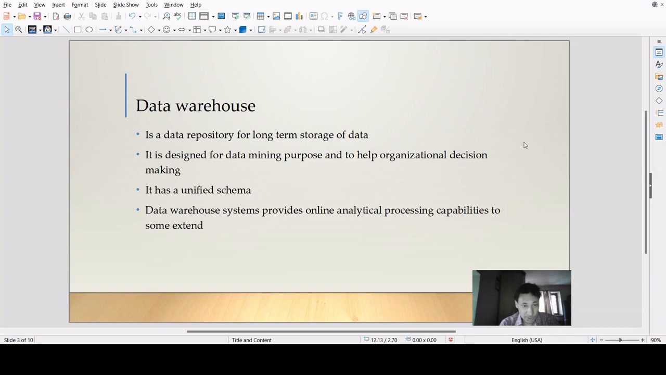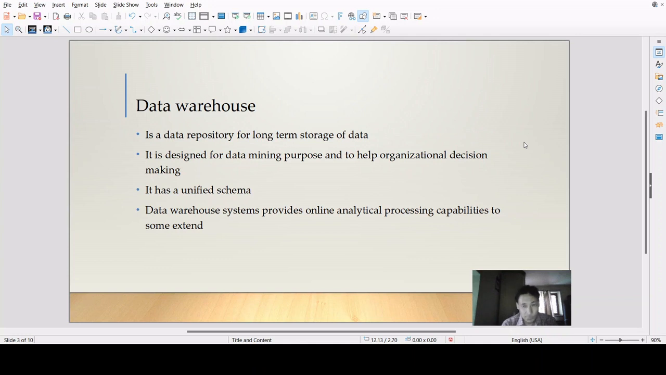Data warehouse is a data repository for long-term storage of data. Data from different sources like transactional databases, multimedia databases, or other different sources will be collected, pre-processed, and loaded to the data warehouse. And the data warehouse is the most appropriate data repository for data mining. Data in the data warehouse is stored or designed in such a way that the data mining algorithms can easily access and work on it.